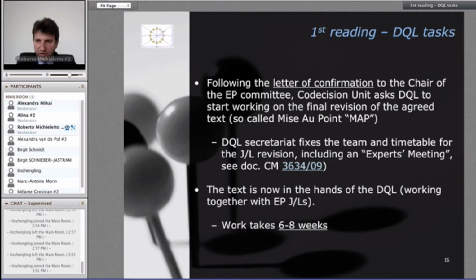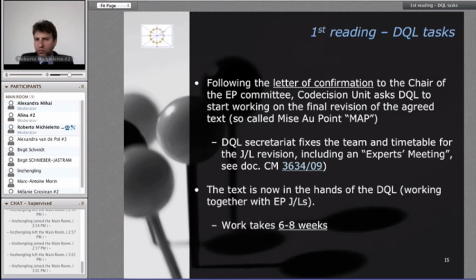This is just to briefly add the work of the lawyer linguists. When you have a trilogue and a joint text, a compromise, then Coreper sends the letter of confirmation to the European Parliament. Now we have a text which is agreed by the Parliament and the Council, officially agreed by the two, but it's not ready for adoption. Why? Because it has to be revised by the lawyer linguists.